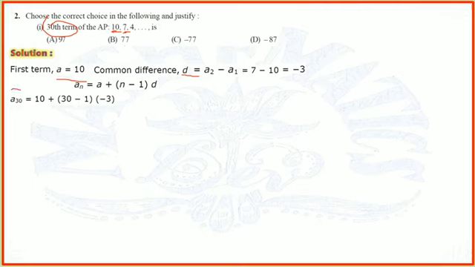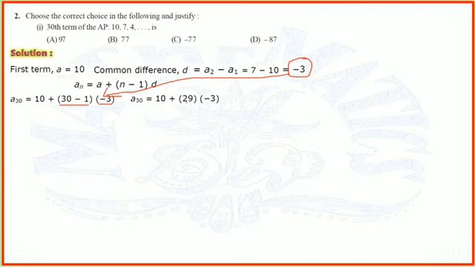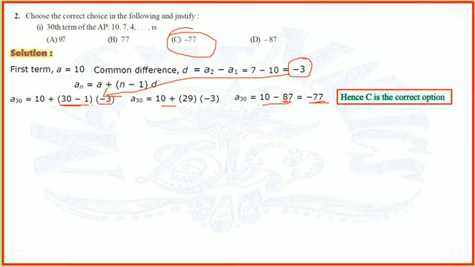Let us put in the values, n is equal to 30. So a30 is equal to 10 plus (30 minus 1) into d, and d is minus 3, so we put that here. Now a30 is equal to 10 plus 29 into minus 3, which is 10 minus 87, that is minus 77. So minus 77 means C is the correct option.